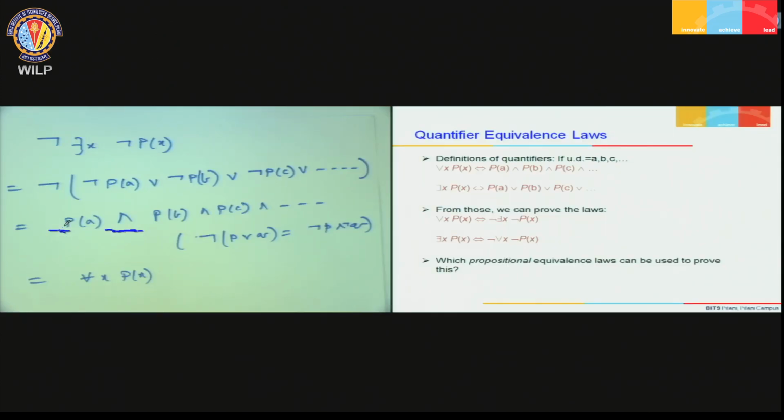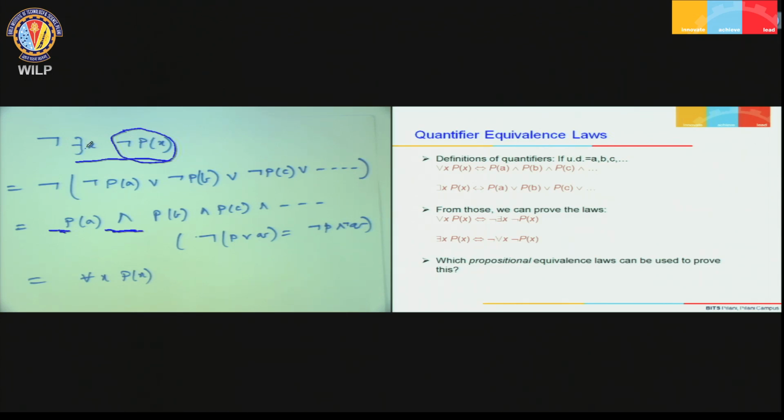Let us take this particular thing, not of there exists x not Px. Basically, let us apply what it means by there exists x, and just think of this as Qx. Go back to what it means by there exists x Px: it is PA or PB or PC. So when you apply this, what you get is not of PA or not of PB or not of PC, because this whole thing is Qx. Just imagine that. Then there exists x Qx.